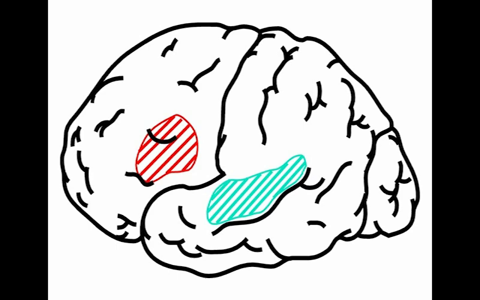Homologous regions of the non-dominant hemisphere are important for the non-verbal, contextual, and emotional aspects, as well as the prosody or the rhythm of language. Tests for written and spoken, receptive, and expressive language are used to view these language centers.